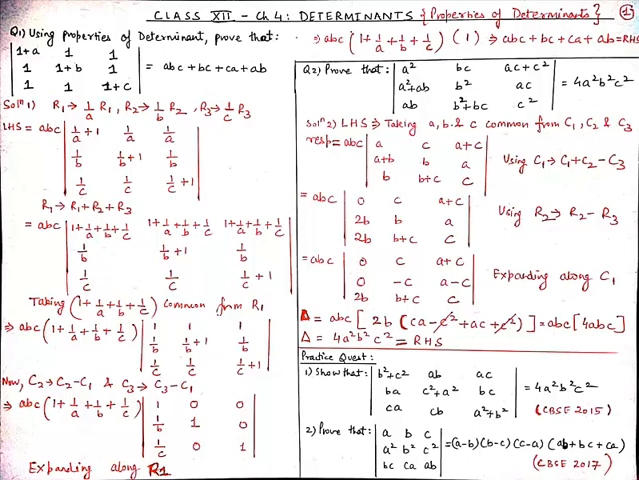And now when we add elements of rows R1, R2 and R3, we get the same elements. So therefore R1 tends to R1 plus R2 plus R3. Using this operation, as you can clearly see, all the elements of row 1 are 1 plus 1 upon a plus 1 upon b plus 1 upon c. And we take 1 plus 1 upon a plus 1 upon b plus 1 upon c common from row R1.